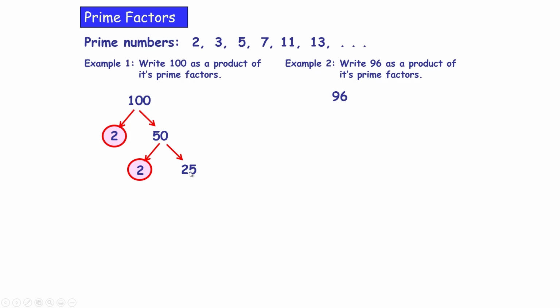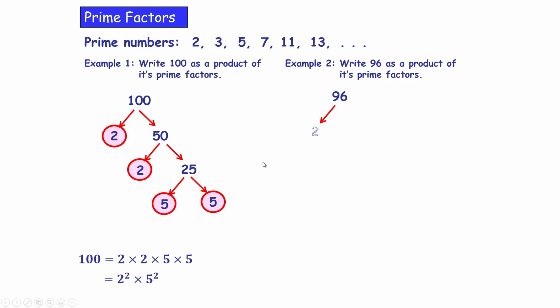Well, 2 plus 5 is 7. It's not in the 3 times table, so 3 doesn't go. I know 5 goes. 5 times, because this is a square number. 5 and 5 are prime numbers, so we circle them. And then we can say 100 is equal to 2 times 2 times 5 times 5. Or 2 lots of 2's and 2 lots of 5. So 2 squared times 5 squared.